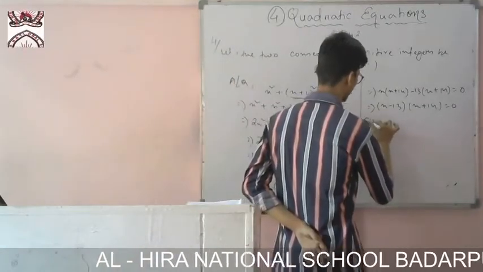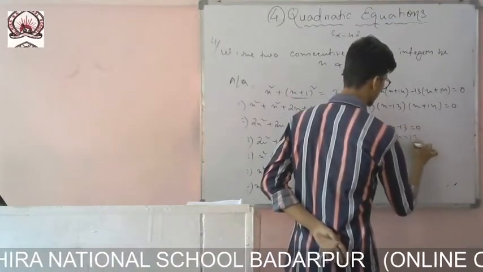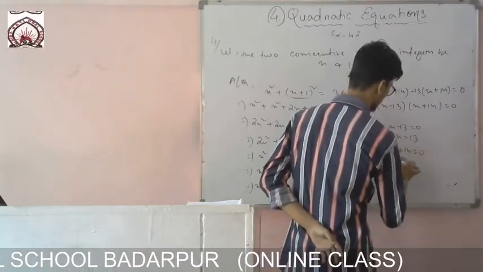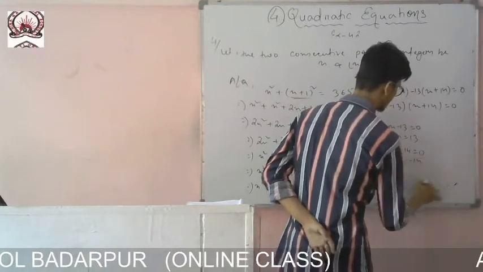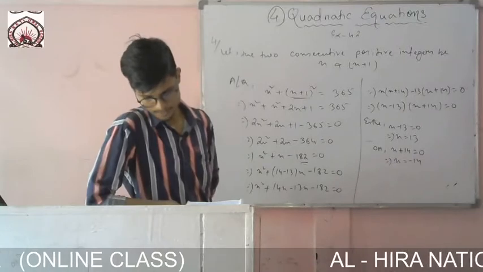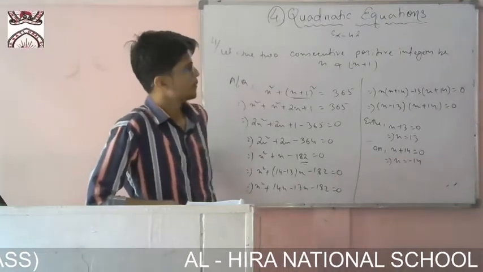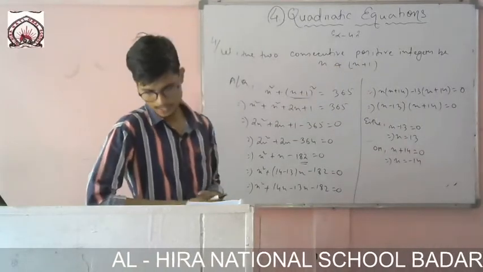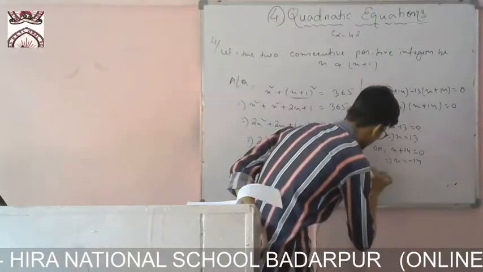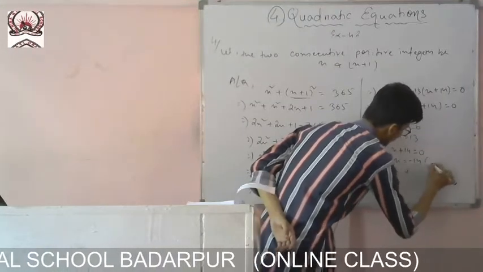So either x minus 13 equals 0, that is x equals 13, or x plus 14 equals 0, that is x equals minus 14. But minus 14 we cannot take. The question says both the numbers are positive. So minus 14 will be rejected because the numbers are given as positive. So hence the two positive numbers will be 13 and 14. Hence this one will be rejected.